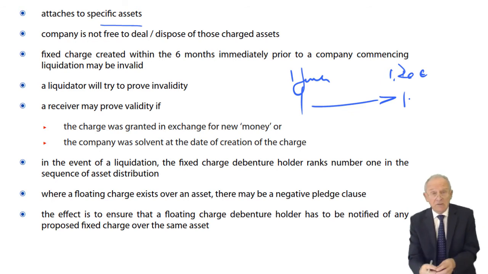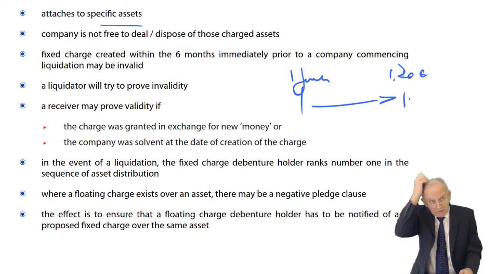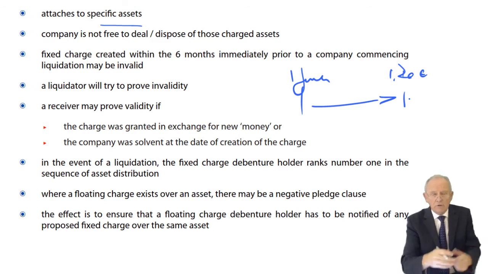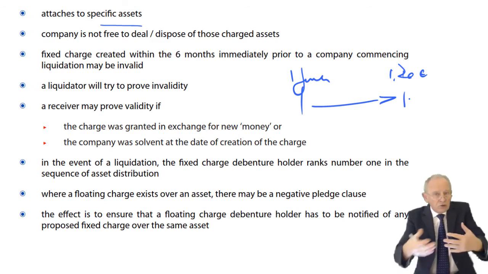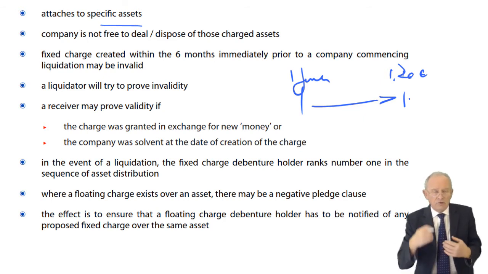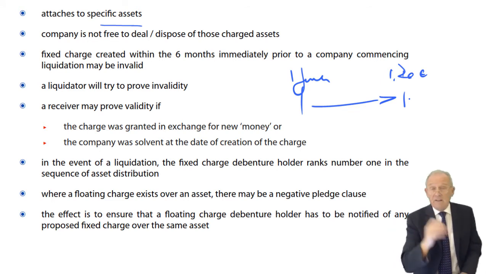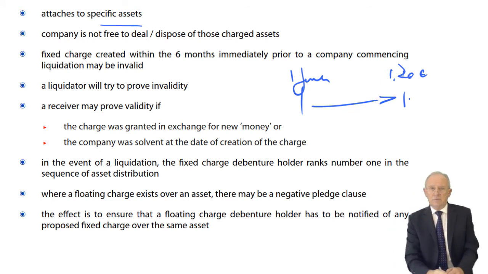The company sees it's in difficulty. It says to the bank, can you lend us some money? We're in difficulty. Lend us 300,000 and we'll give you security over our building. This is new money coming in. So it's not security for an existing debt. It's security for a new debt. Then in that situation, the charge is good.